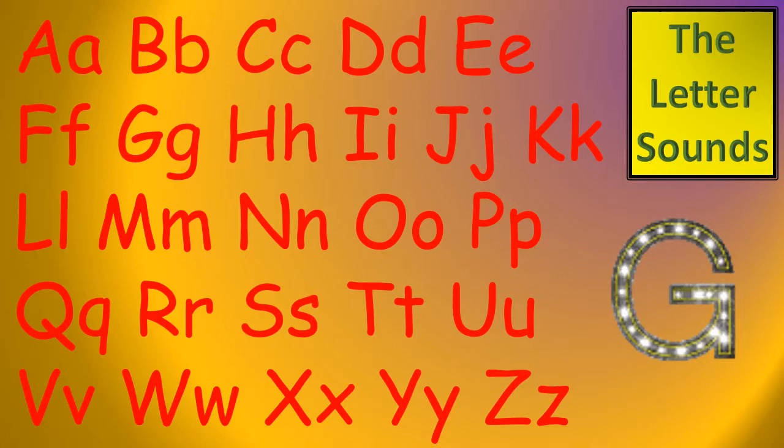The letter X doesn't really start many words. It's at the end of most words or in the middle. It's pronounced as X, as in fox, F-O-X, fox. The letter Y is pronounced as Y, as in yam. The letter Z is Z, as in zoo.